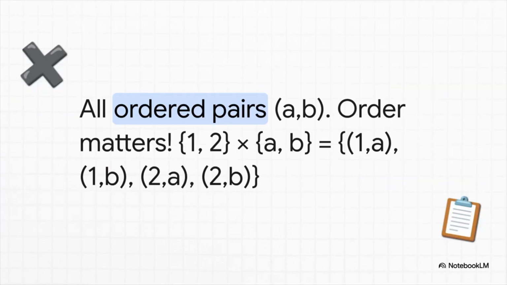To wrap up this section, we have the Cartesian product, written as A cross B. Now, instead of giving you a flat list of elements, this spits out a set of ordered pairs. You pair every single element in set A with every single element in set B. So for example, if A is 1, 2 and B is a, b, the product is 1a, 1b, 2a, 2b. This specific operation is the mathematical foundation for multidimensional arrays and tuples in programming. And again, massive warning here, order matters. A cross B does not equal B cross A.